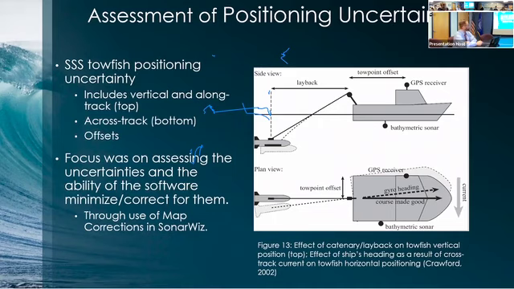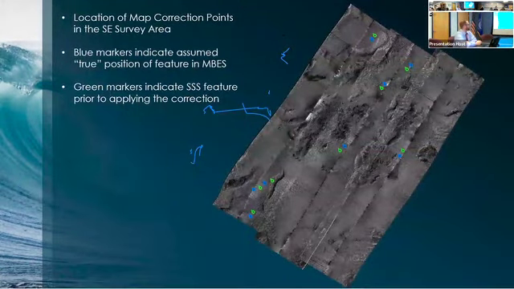So to help correct with that, I used Sonar by Chesapeake Technology and their tool called Map Corrections. What Map Corrections does is it takes the, quote unquote, known true position of a feature in the multibeam, and then the position of that same feature in the Sidescan. And what we can see here in this image is the blue markers represent the true multibeam position, and the green markers are where that same contact is in the Sidescan.